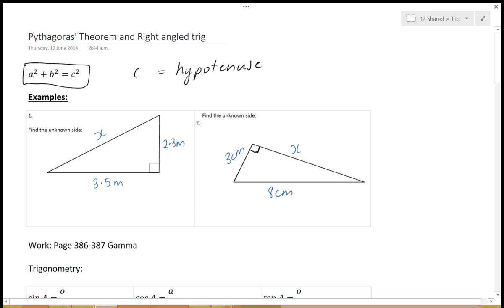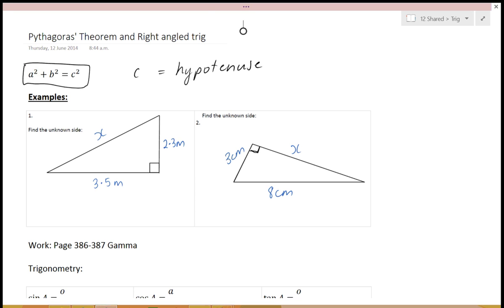Okay, so with this first question here, we've been asked to find the unknown side, which is x. And so I'm going to start by labelling the sides of my triangle. So I'm going to call the two shorter sides A and B. What would happen if I called the other one A and the other one B? What do you mean? Like, what if I swapped A and B around? Would it matter? No, it doesn't matter, so long as the two shorter sides are A and B. You just have to make sure the long side is C.